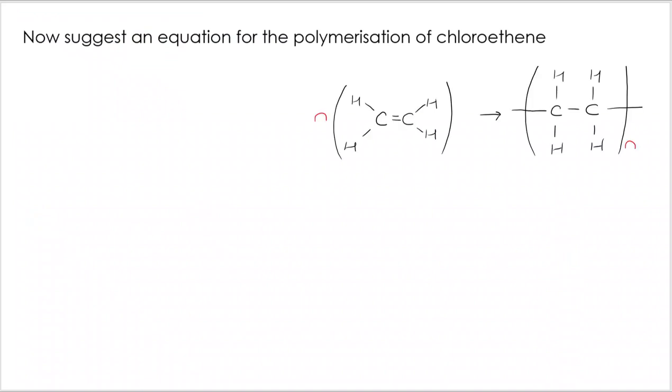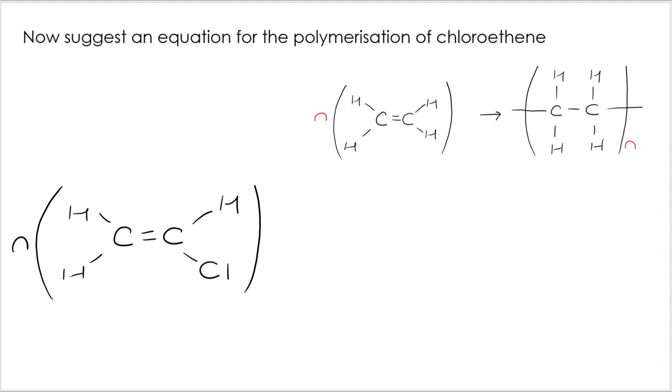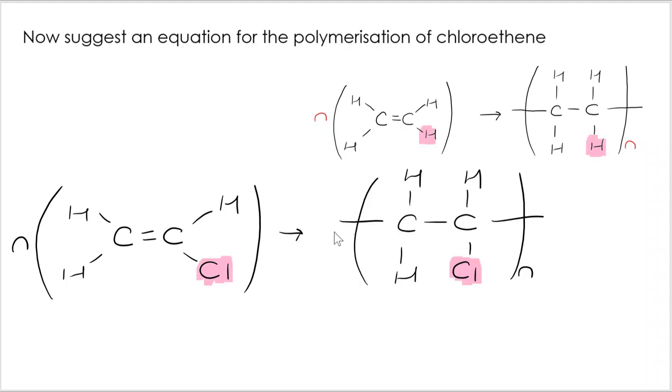With that in mind, how would you go about doing the equation for the polymerisation of chloroethene? And we've got the equation for ethene here, just as a reminder. So we start off by drawing out our chloroethene, and I've got that down here. You can see I've got N of them. And we then have our arrow going to the repeating unit, and you can see the only significant difference between the ethene equation and the chloroethene equation is we've swapped out this H for a Cl in both the monomer and the repeating unit.